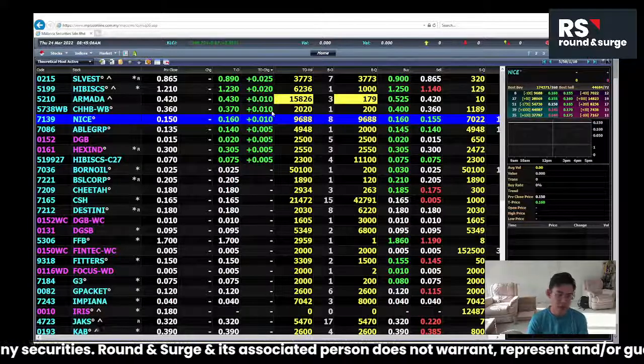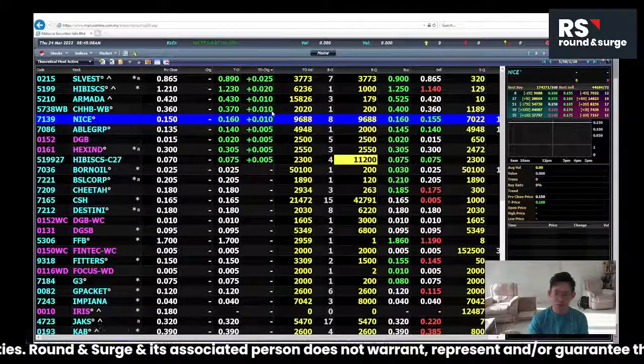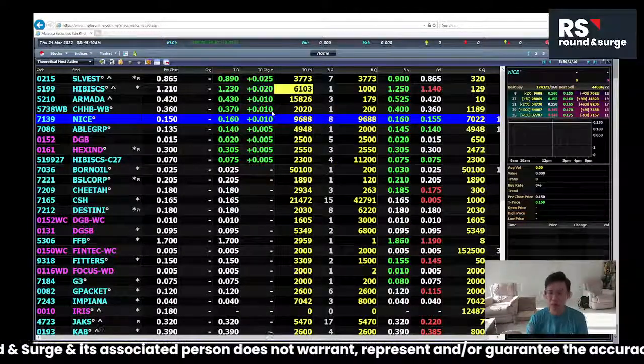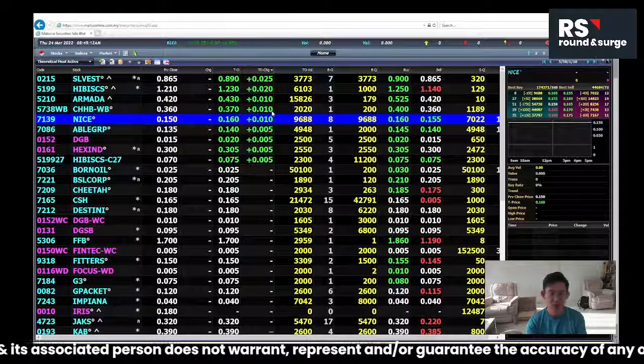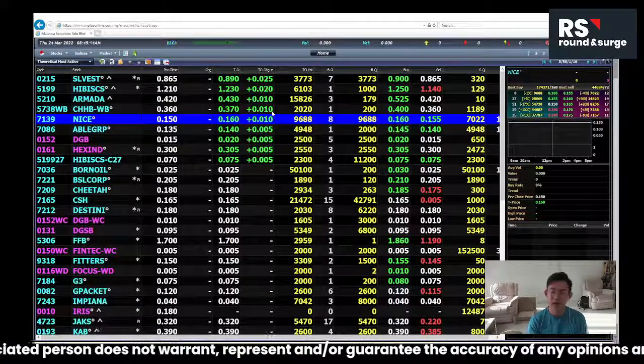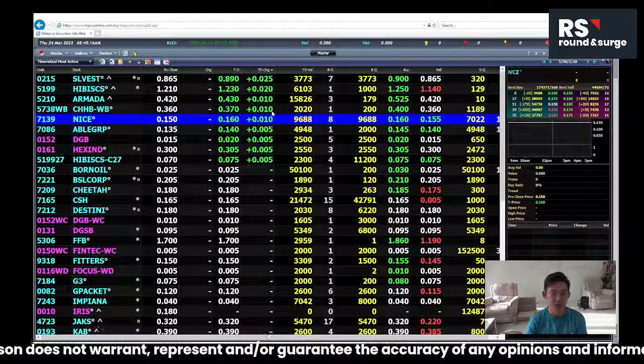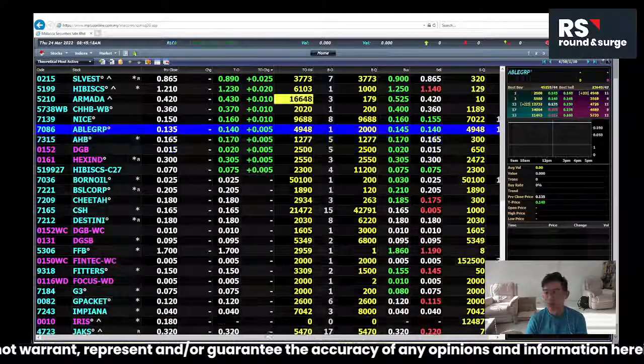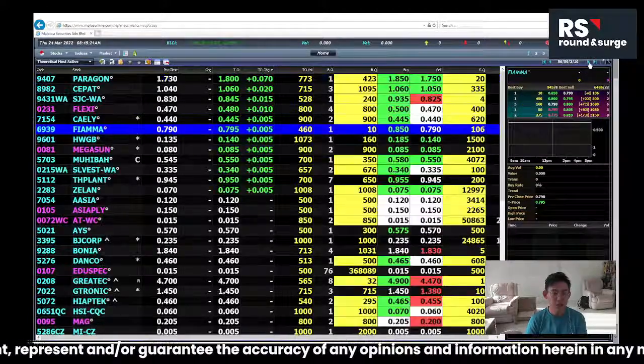So up 1 cent, if you're buying like 40 lots, you're making 40 ringgit. Comparing to up half cents, where you are moving up 1.5 cents, you are just making 20 ringgit for the same amount. Okay, so first page here, we don't have it.